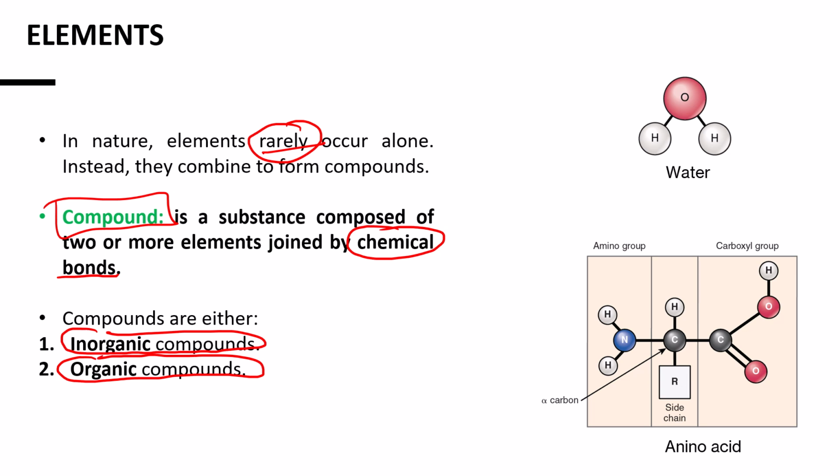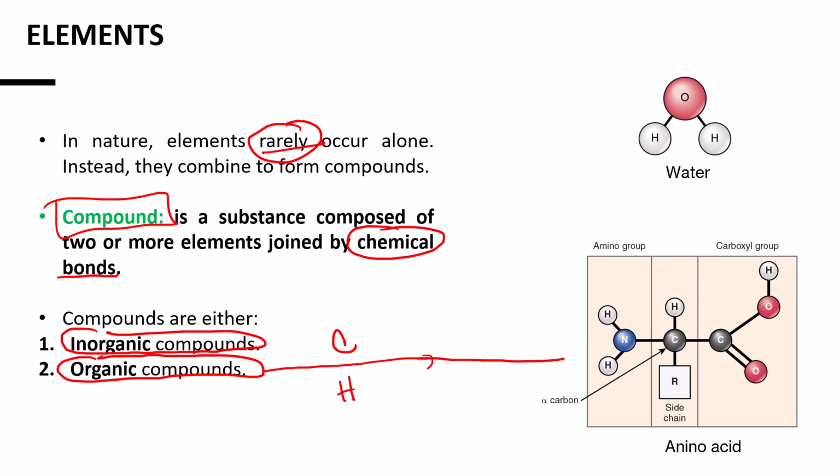Now, I'm just going to tell you this really quick. What's the difference between an organic and inorganic compound? Well, a chemical has to have 2 things to be considered an organic compound. It must have carbon and it must have hydrogen.